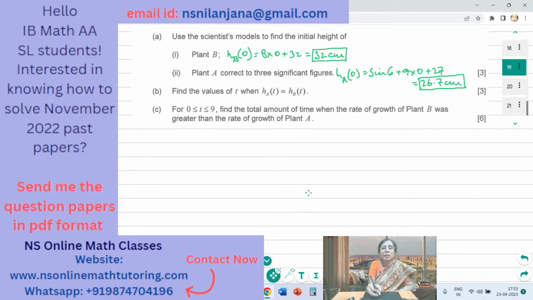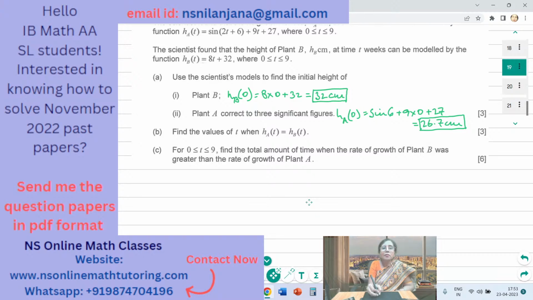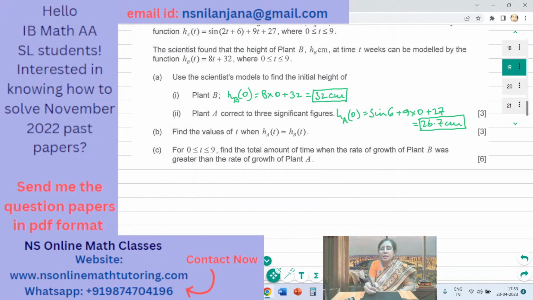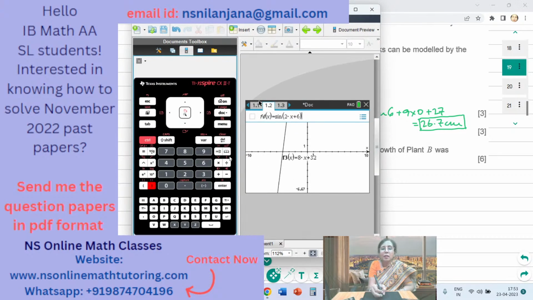And what is HA? Sine 2x plus 6. This was F3. F4: sine of 2 times x plus 6 plus 9 times x plus 27. Enter.